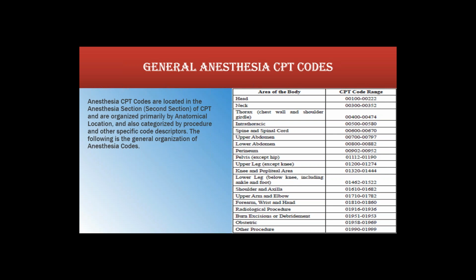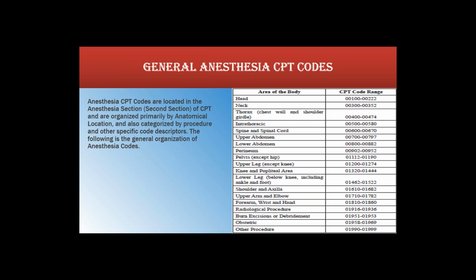The lower leg, which includes below the knee, ankle, and foot, is 01462 to 01522. The shoulder and axilla area would be 01610 to 01682. The upper arm and elbow area would be 01710 to 01782. The forearm, wrist, and hand would be 01810 to 01860.